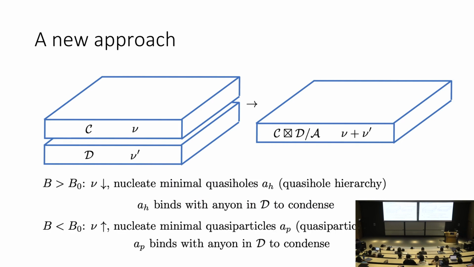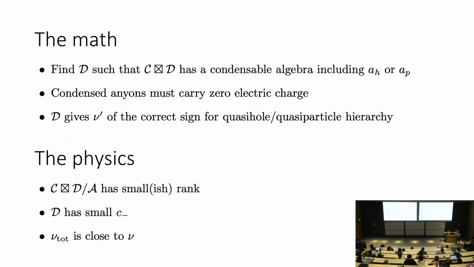Okay, so to recap, the idea is that if we tune the magnetic field to be slightly larger, the filling fraction goes down, and we nucleate these minimal quasi-holes. They want to condense, but they can't condense without something to bind with in D, so they bind with some anyons in D to condense. And then a similar story happens with the quasi-particle hierarchy.